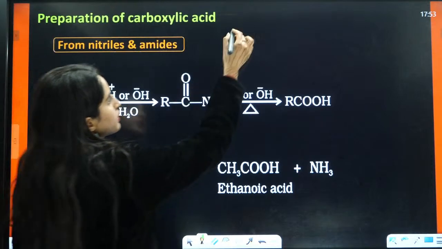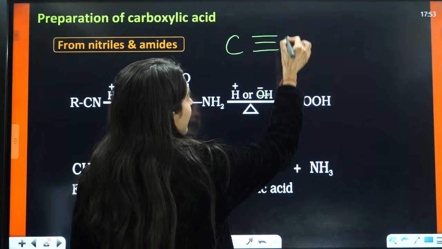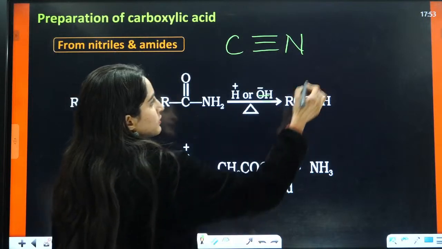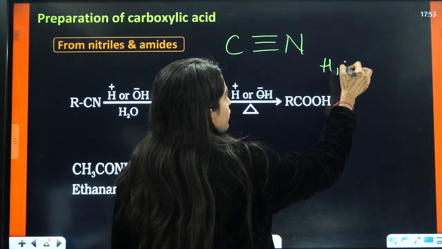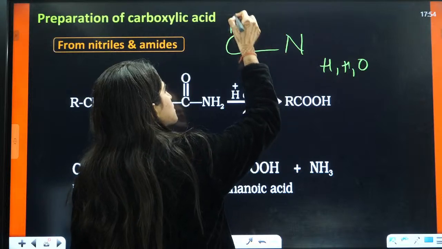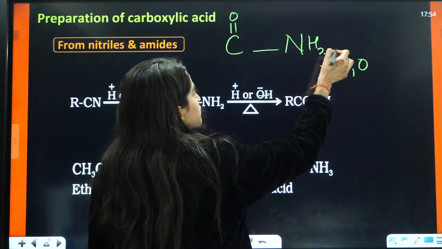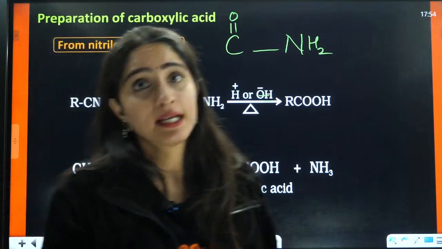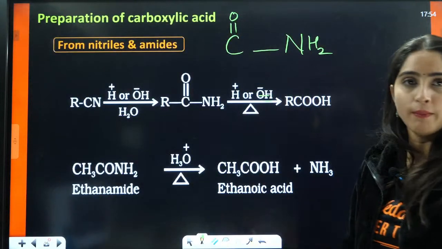What is going to happen? You will have C triple bond N, two bonds will break, right? Or you can just see one thing, it has two hydrogens and one oxygen. Two bonds will break, one oxygen will be added here and two hydrogens will be added here. That is how water is added to nitrile, right? And it is converted to amide, right?